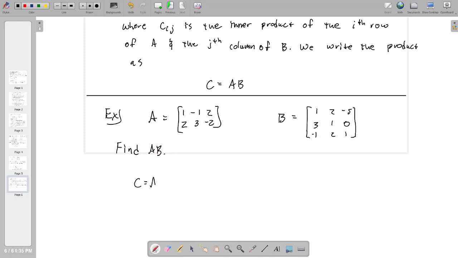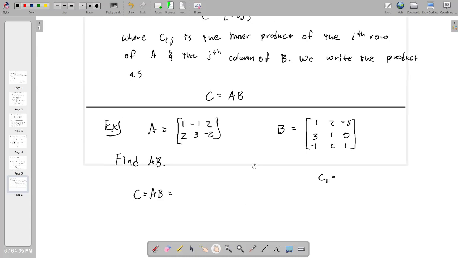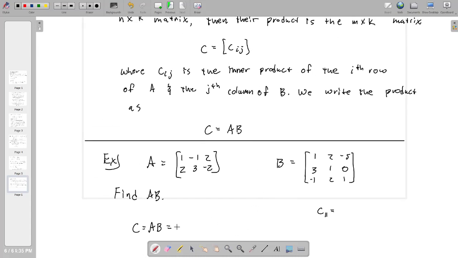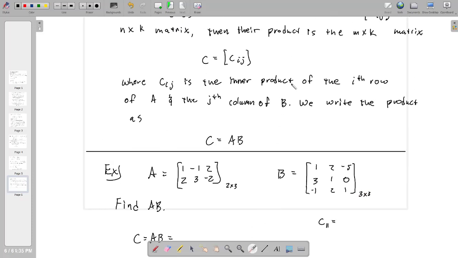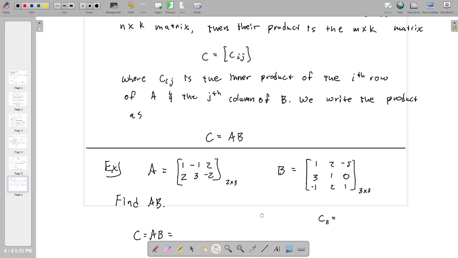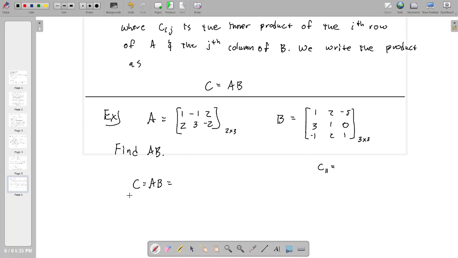Let's say that C is equal to AB. Now I'm going to do each entry. Let's figure out what C11 is. First, let me note how big C is going to be. A is a 2 by 3 matrix and B is a 3 by 3 matrix. This means that C is going to be a 2 by 3 matrix because it's m by k, as I stated up here: the number of rows from A and the number of columns from B. So C is going to be a 2 by 3 matrix.